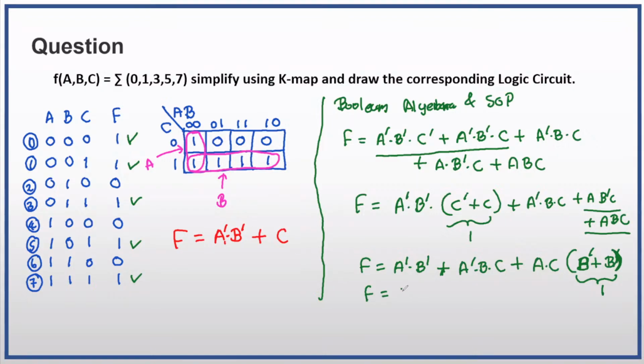Then you have F equals A dash B dash plus A dash BC plus AC. So what you can do is A dash B dash plus you take C out. Actually, I am using the commutative law without using a line here.